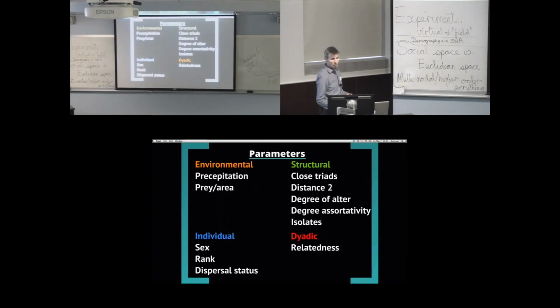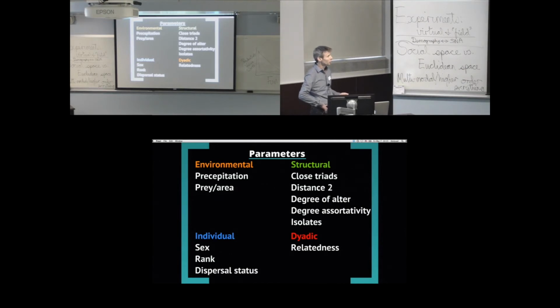OK, the parameters I used in the model, I didn't keep it simple. So we've got ecological factors such as precipitation, which is all averaged over a year, and prey per area, per square kilometer. Structural parameters include the tendency to close triads, the tendency to form a distance-two connection. So it means that I am connected to Nina, but she's connected to someone else that I'm not directly connected to. The degree of alter, so do I tend to connect to highly central individuals? It's the network degree assortativity, and the tendency to be an isolate.